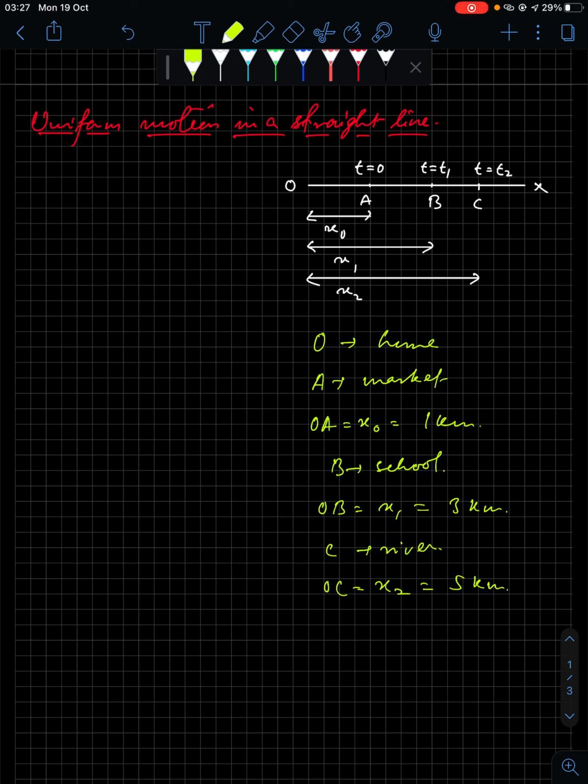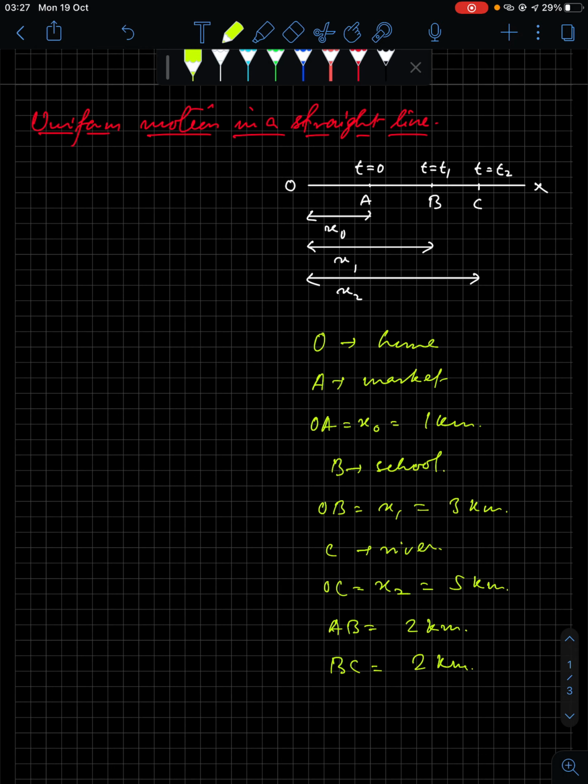Now AB is this particular length. So if you have OA as 1 kilometer and OB as 3 kilometer, then AB is 2 kilometer. That is pretty obvious, right? And similarly we find out BC. What is the value of x1? x1 is 3 kilometer, and if x2 is 5 kilometer, then 5 minus 3 gets you 2 kilometer again.